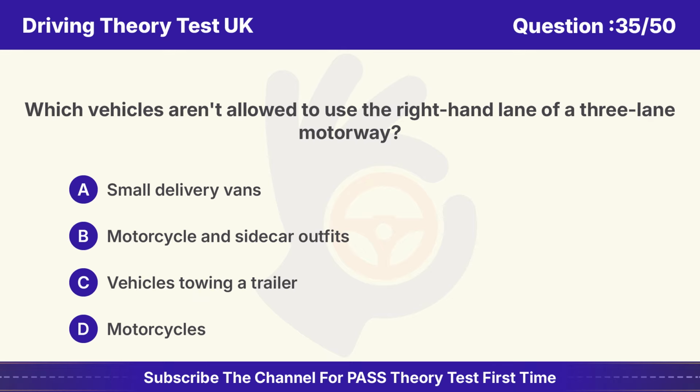Question 35. Which vehicles aren't allowed to use the right-hand lane of a 3-lane motorway? Option A. Small delivery vans. B. Motorcycle and sidecar outfits. C. Vehicles towing a trailer. D. Motorcycles.